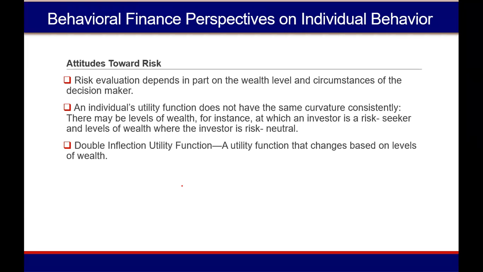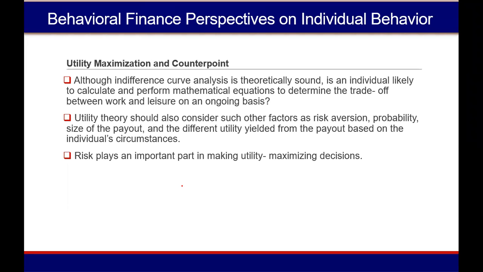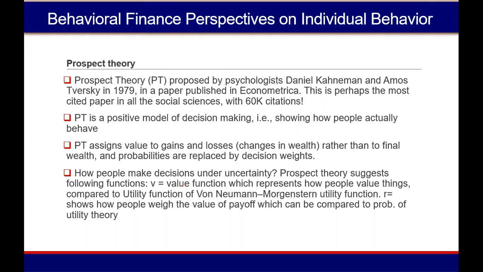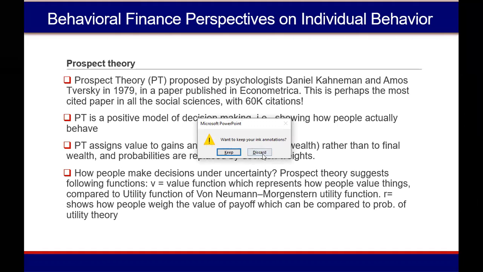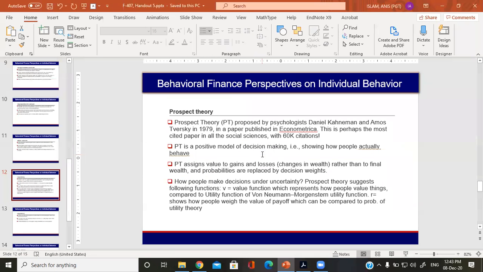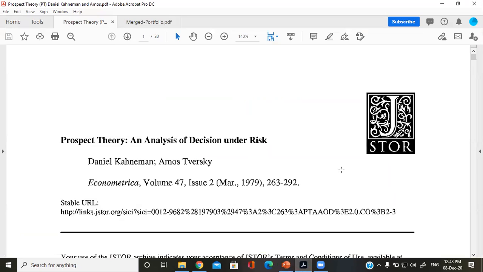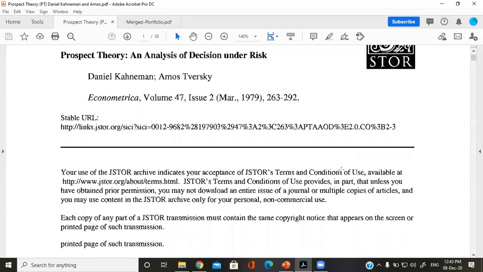So there is the attitude toward risk, but related to this, the utility function, what I just have shown you, the modification of utility function has been suggested by Daniel Kahneman and Amos Tversky in 1979. This is one of the papers. You will find it very interesting to read if you are interested in behavioral finance and statistics. This paper, Prospect Theory: An Analysis of Decision Under Risk.